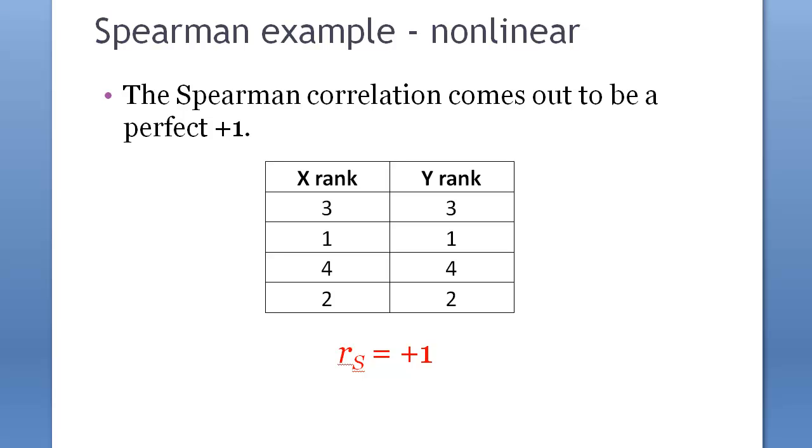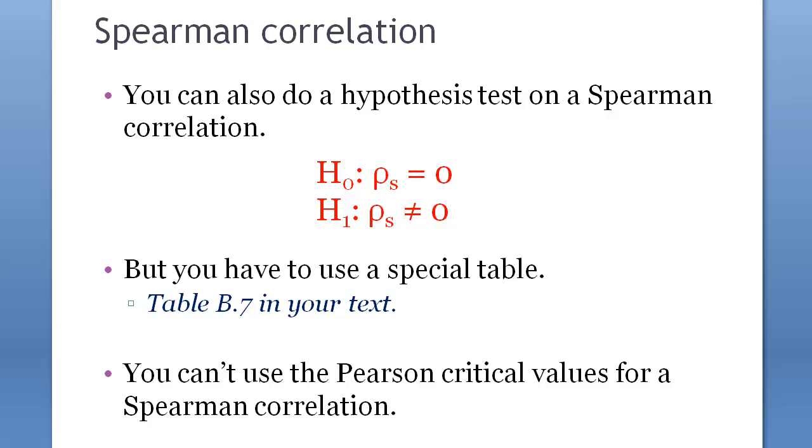That's how you do it. And you're going to have to do a hypothesis test on a Spearman correlation, but you have to use a special table for that. You can't use the Pearson critical values for Spearman correlation. So what do you do then?